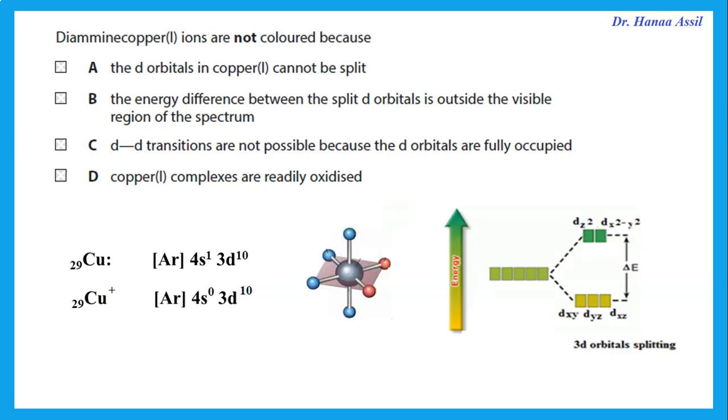And remember we said the complex is colored if the 3d is incomplete, so that the electrons in the lower d orbitals with lower energy would absorb energy, jump to the higher d sublevel or d orbitals, and the rest of the light will be transmitted. So if the 3d is complete, then the complex is not colored. This is because the d orbitals are fully occupied.